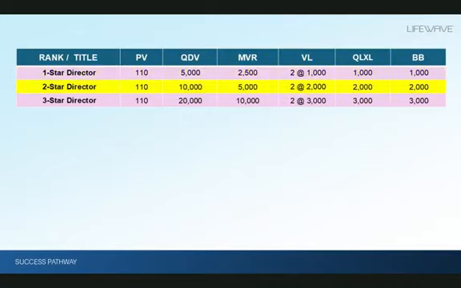To achieve two-star director, you will need 110 PV, 10,000 QDV with MVR of 5000, two legs at minimum 2000 per leg, and outside largest two legs of 2000, and binary balance of 2000. For three-star director, your requirements will be 110 PV, 20,000 QDV with 10,000 MVR, two legs at minimum 3000 and outside largest two legs and binary balance of 3000 respectively.